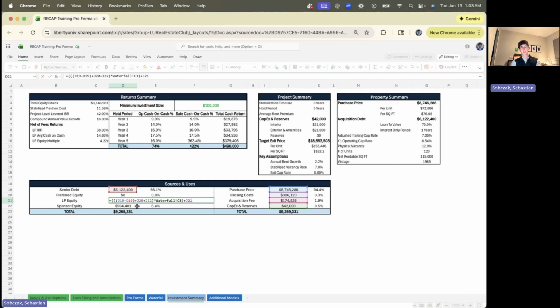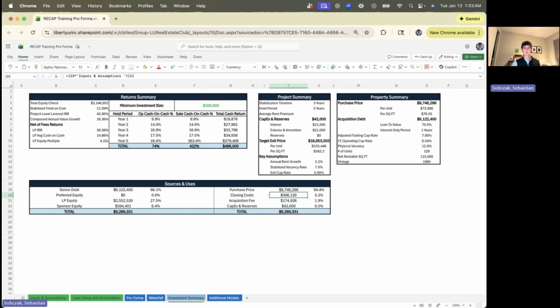And then our sponsor equity, it's a pretty similar sum function, just pretty much differs in what they cover and what it involves. We've got our initial purchase price minus our senior debt, and then with the closing costs plus CapEx and reserves times our waterfall again C4, which is just the percentage, which is 20%. Then we've got a total to add those up.